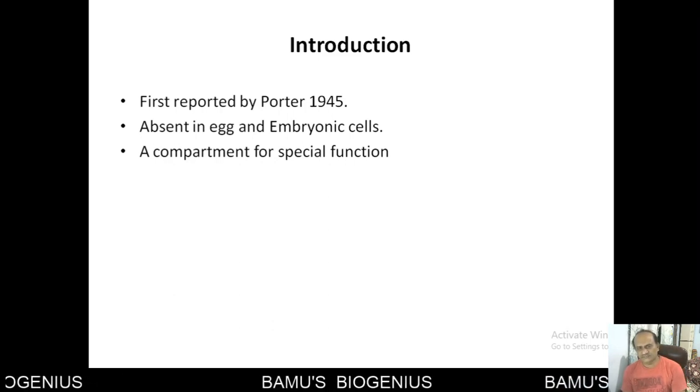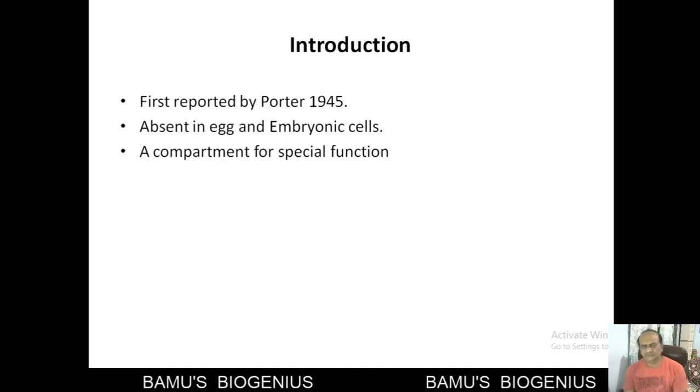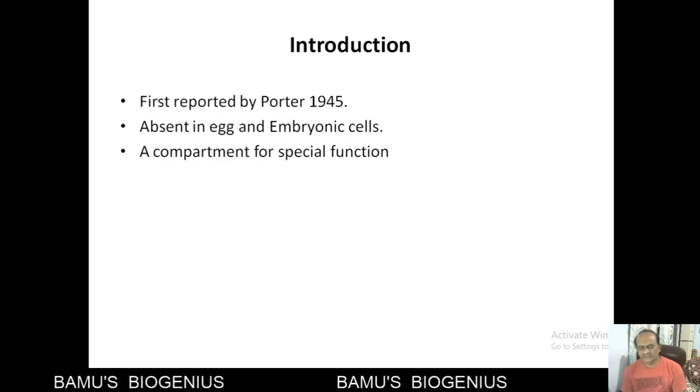So various kinds of tubules and cisternae are part of the endoplasmic reticulum. They form a net-like structure, and that's why it is called a reticulum. This was first reported by Bruder in 1945, and endoplasmic reticulum is absent in egg and embryonic cells.